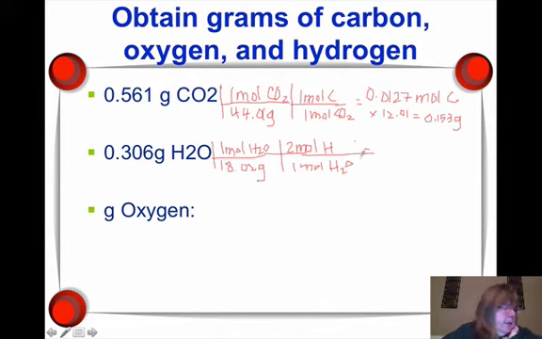And so I did this earlier. I get 0.034 moles of hydrogen. Okay, now let's go ahead and convert that into grams of hydrogen by multiplying it by 1.01 grams per mole, which is the molar mass of hydrogen. And let's see, what do I get for that? 0.034 grams.